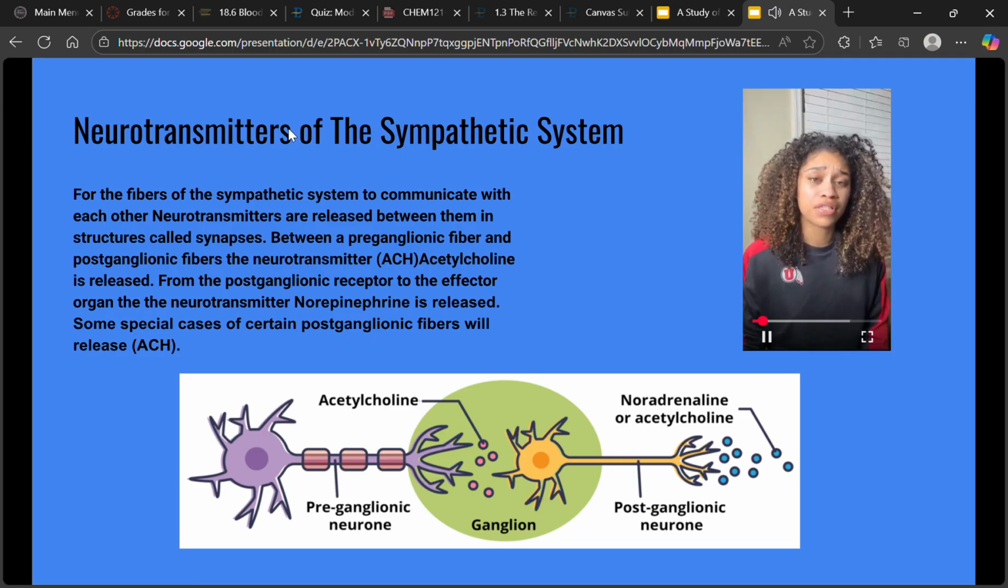For the fibers of the sympathetic system to communicate with each other, neurotransmitters are released between them in structures called synapses. Between a preganglionic fiber and postganglionic fiber, the neurotransmitter acetylcholine is released. From the postganglionic receptor to the effector organ, the neurotransmitter norepinephrine is released. Some special cases of certain postganglionic fibers will release ACh.